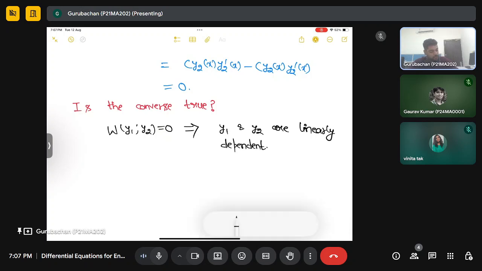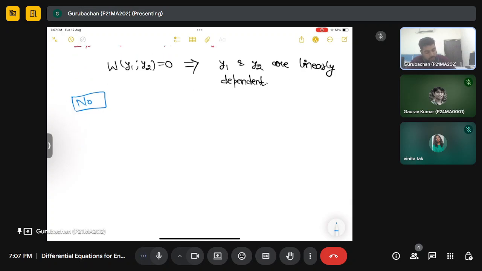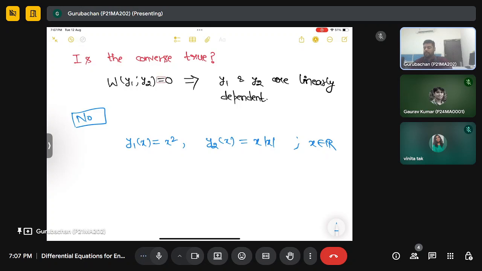Okay, so the answer is no. There exist functions for which the Wronskian is 0, but they are not linearly dependent. Try with this one, that y1(x) is x square and y2(x) is x mod x, and I am taking x from the real line. Try this one. Try to prove that its Wronskian is 0, but still these two are not linearly dependent.